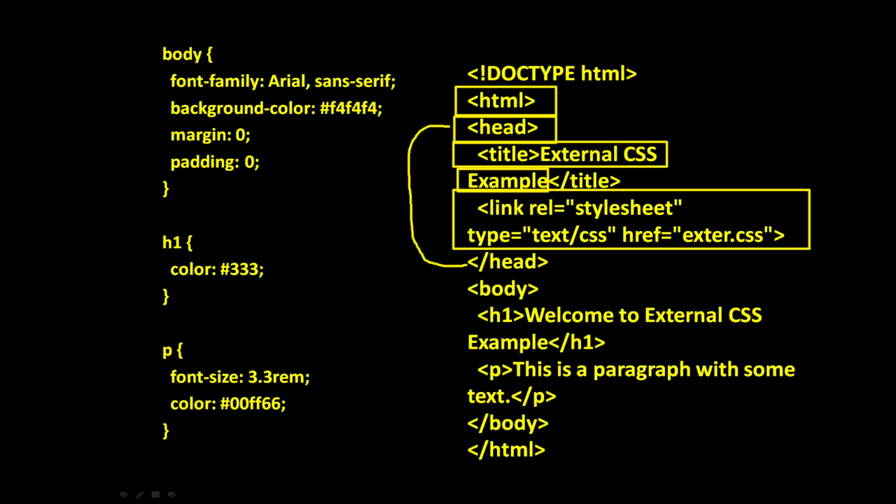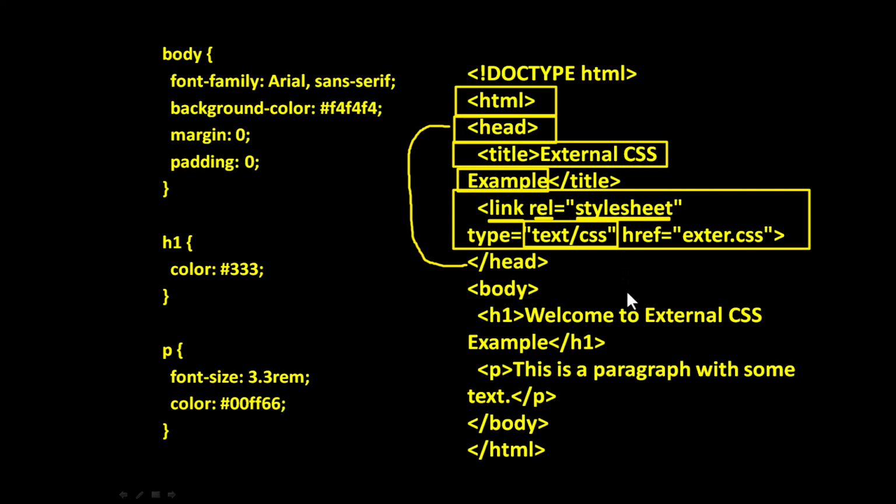The left side content we are going to save as external.css, and we are going to close the header tag, so that within the head tag we have given a link which is specified. So now we are going to create a body tag, and within the body tag we have specified the header, welcome to external CSS example. So now within the body tag, whatever the properties are there within the body, that will be applied.